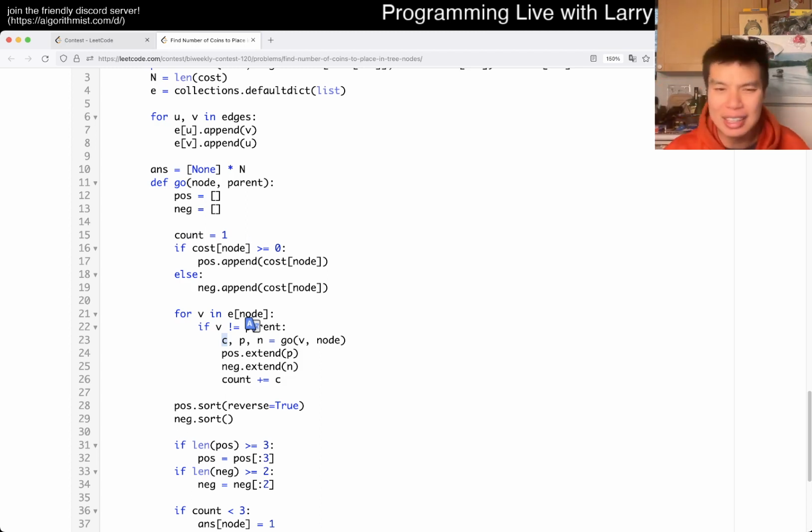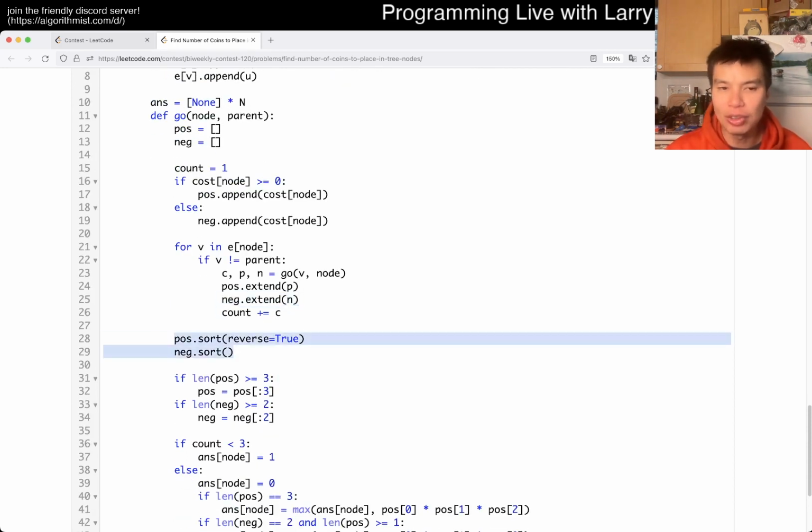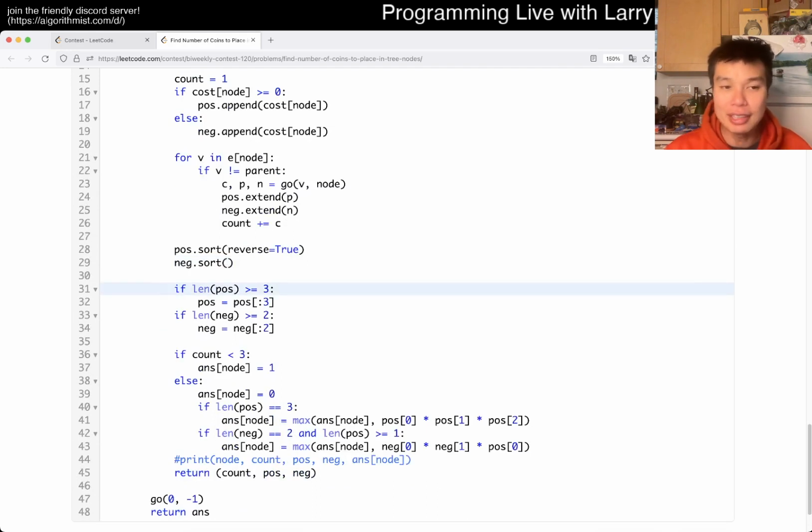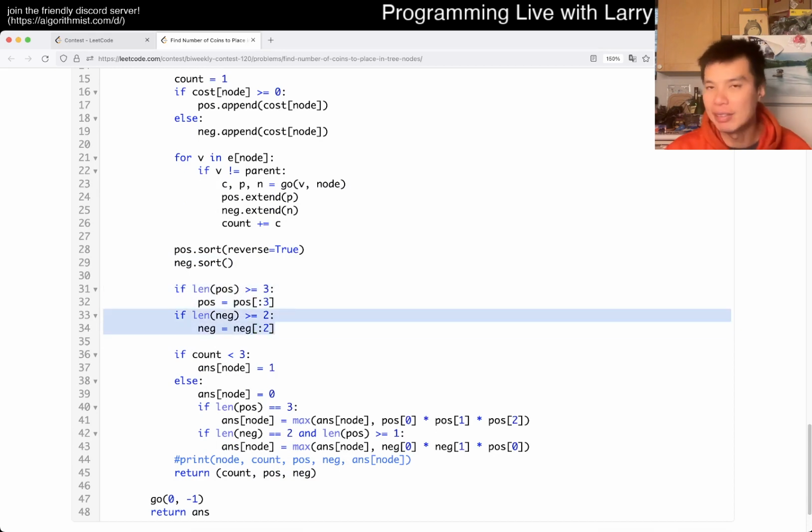And here, the way that I did it is a little bit suboptimal, but should be fast enough if you do the math. We'll go with the complexity in a second, or at the end. But basically here I add the positive numbers to positive, negative numbers to negative. I sort the positive numbers in reverse, and I sort the negative numbers regularly. And here is the critical part: if I have more than 3 positive numbers, I trim. If I have more than 2 negative numbers, I trim.